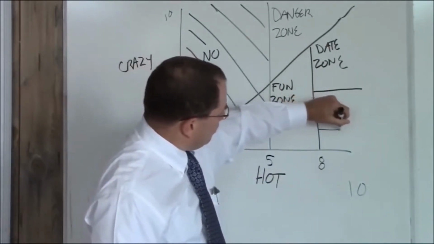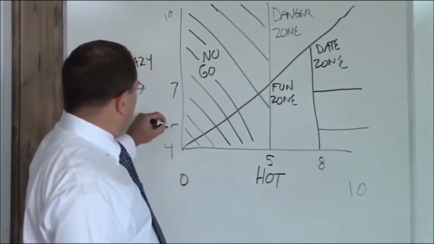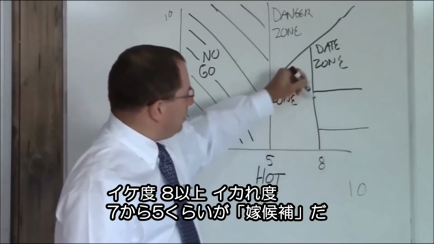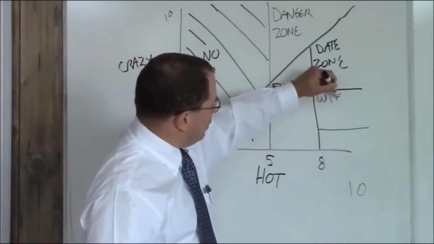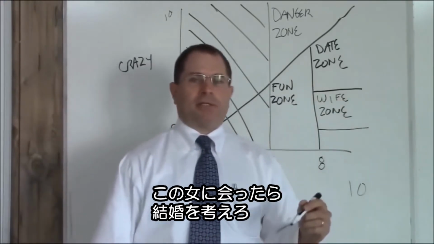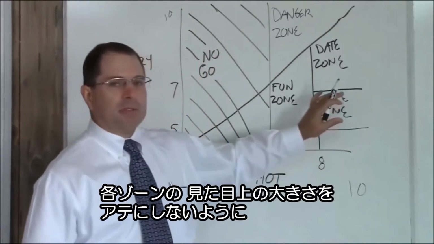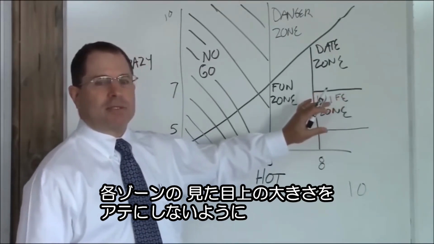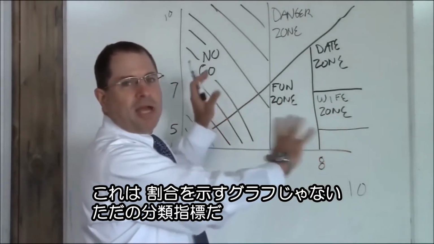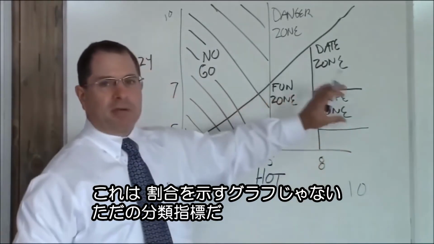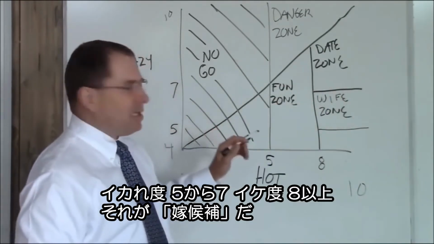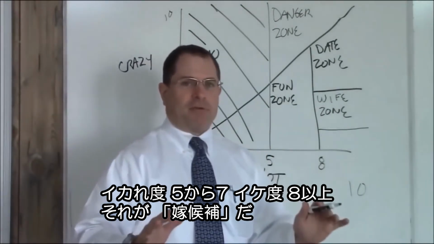Now, above an 8 hot and between about a 7 and a 5 crazy, this is your wife zone. Okay? When you meet this girl, you should consider a long-term relationship. This zone is not scaled to size. This is a representation and not an actual. This is not a pie chart showing you how many of these people are out there. This is simply a representation of what you're after. You want to be 5 to 7 crazy, above an 8 hot. That's your wife zone. Okay.